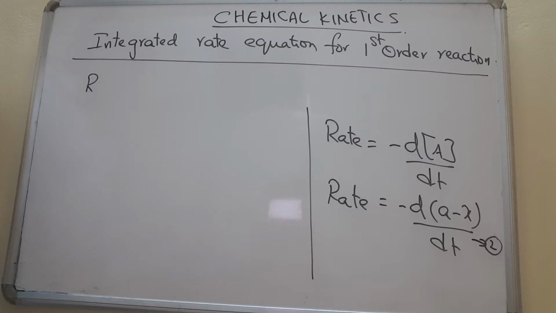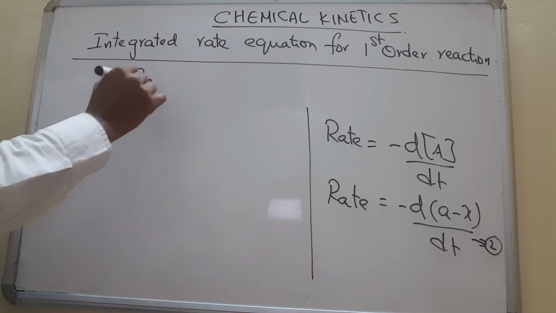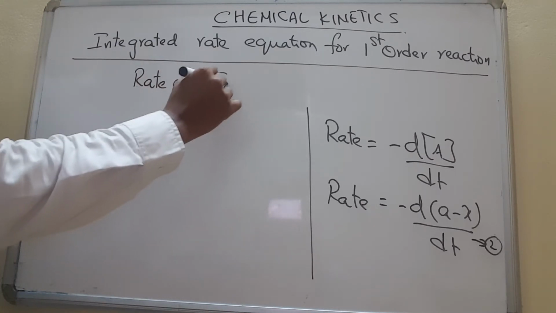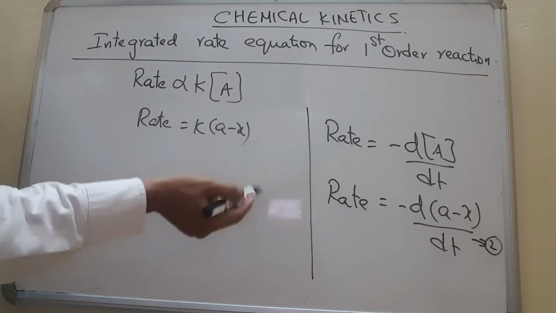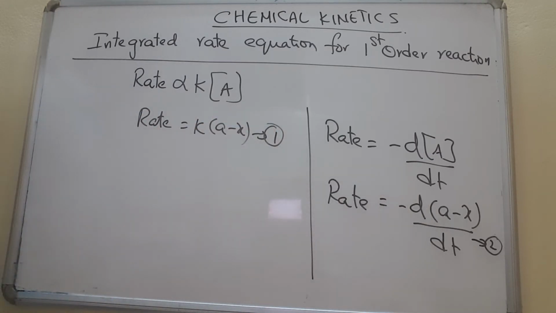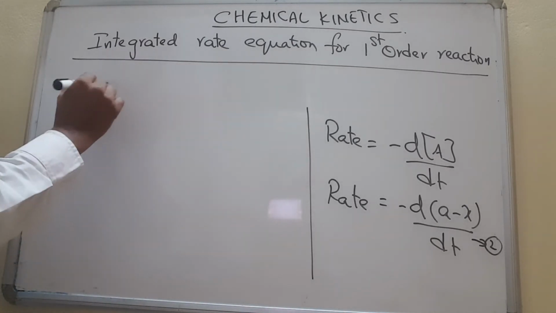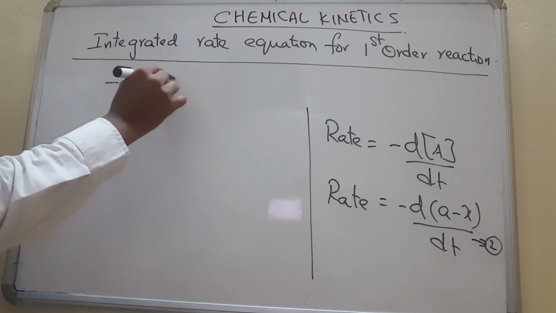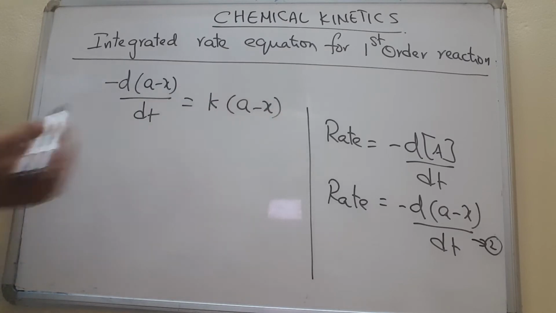first equation is rate is equal to k into a minus x. So first thing is rate is directly proportional to A, and then rate is equal to k into a minus x. This is equation number 1. Then it is equation number 1, it is equation number 2. From these two, what we can write down is minus d of a minus x by dt is equal to k into a minus x. a minus x is the concentration of reactants at time t.